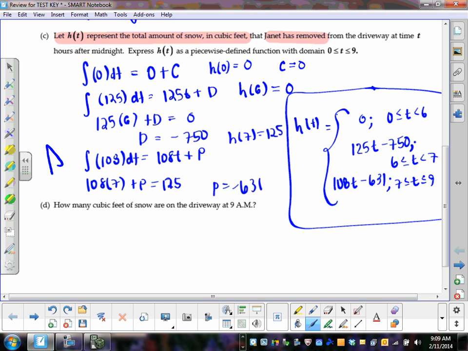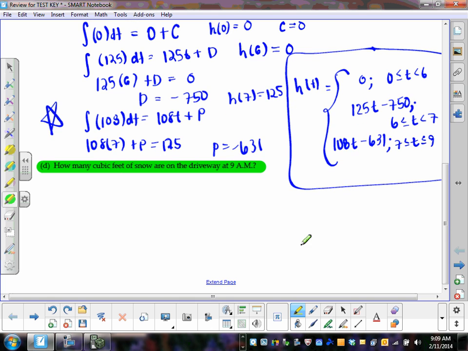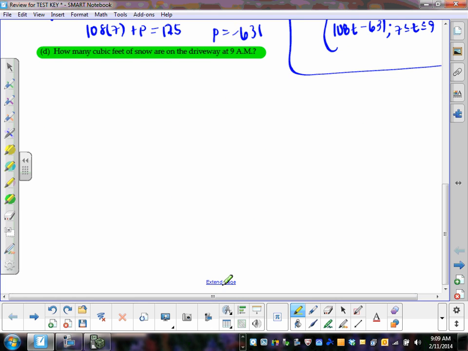This is one of the hardest things they ask you to do, the piecewise equations, because you're dealing with so many different plus c's. You know, the last part is actually what most people try to do for part C. How many cubic feet of snow are on the driveway at 9 a.m.? Okay, so really what we're doing is we're saying that the initial value is no snow. We're adding for the entire 9-hour period f of t dt.